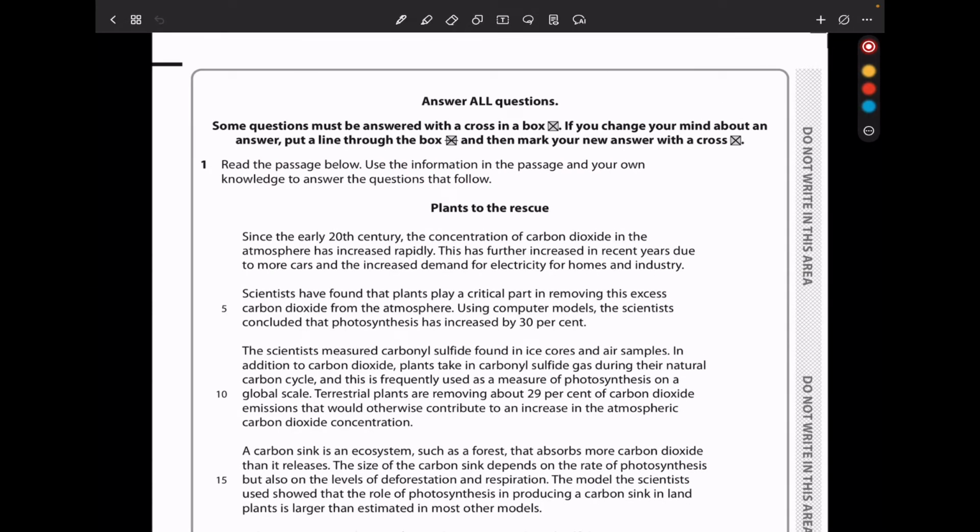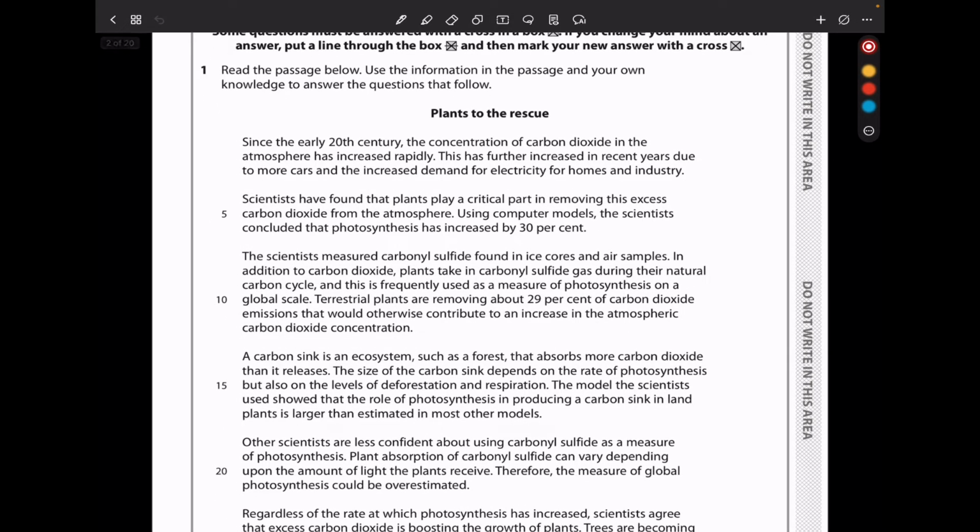Question 1. Read the passage below. Use the information in the passage and your own knowledge to answer the questions that follow. The passage is about plants to the rescue. They say since the early 20th century, the concentration of carbon dioxide in the atmosphere has increased rapidly. This has further increased in recent years due to more cars and the increased demand for electricity for homes and industry. Scientists have found that plants play a critical part in removing this excess carbon dioxide from the atmosphere.